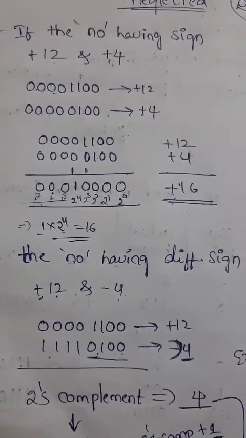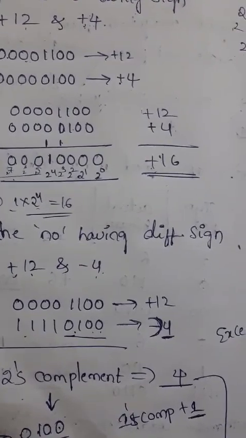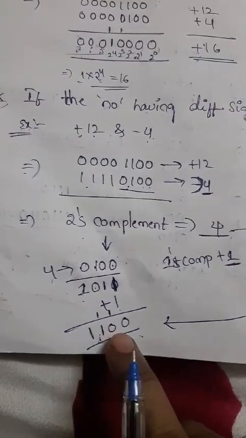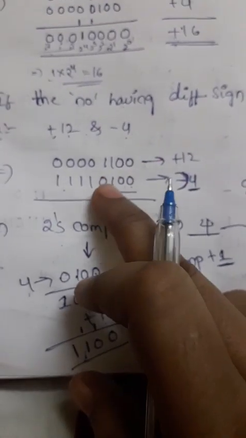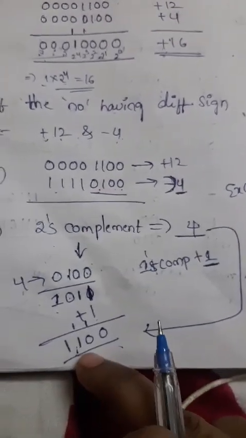So I can write here: the plus 12 number is 0000 1100. And next, 1111, where in place of 0100 we put the 2's complement of that 4, which is 1100. I can replace this 4 with this number. Now, add.